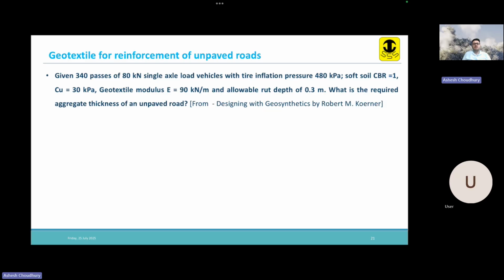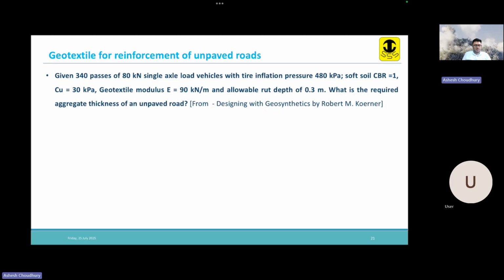Given 340 passes of 80 kilonewton single axle load vehicle with tire inflation pressure of 480 kPa, soft soil CBR is what? Cu under equation is 30 kPa. Geotextile modulus is 90 kilonewton per meter and allowable rut depth is 0.3. What is the required aggregate thickness of an unpaved road? So how to find this? Okay, some details are given to us. We need to find this.